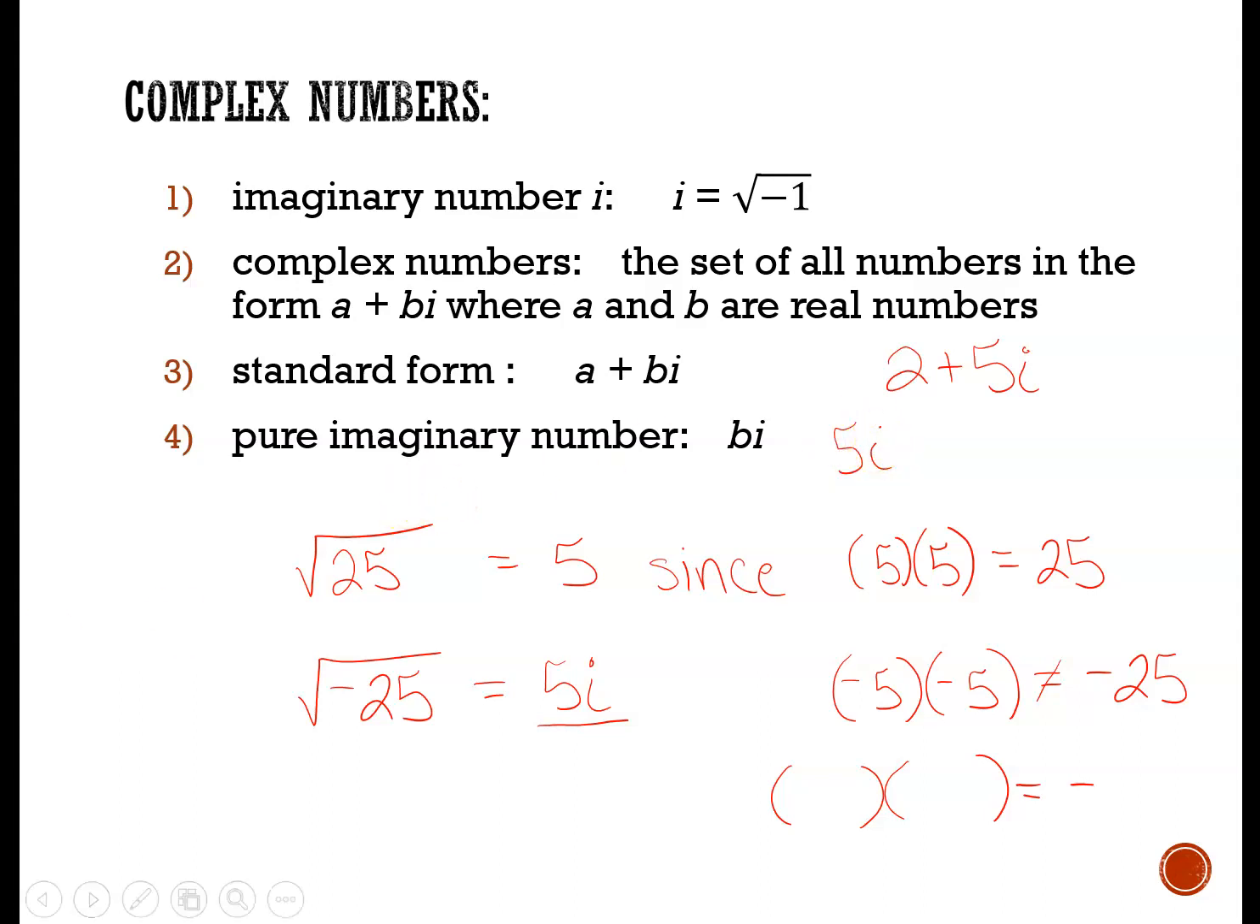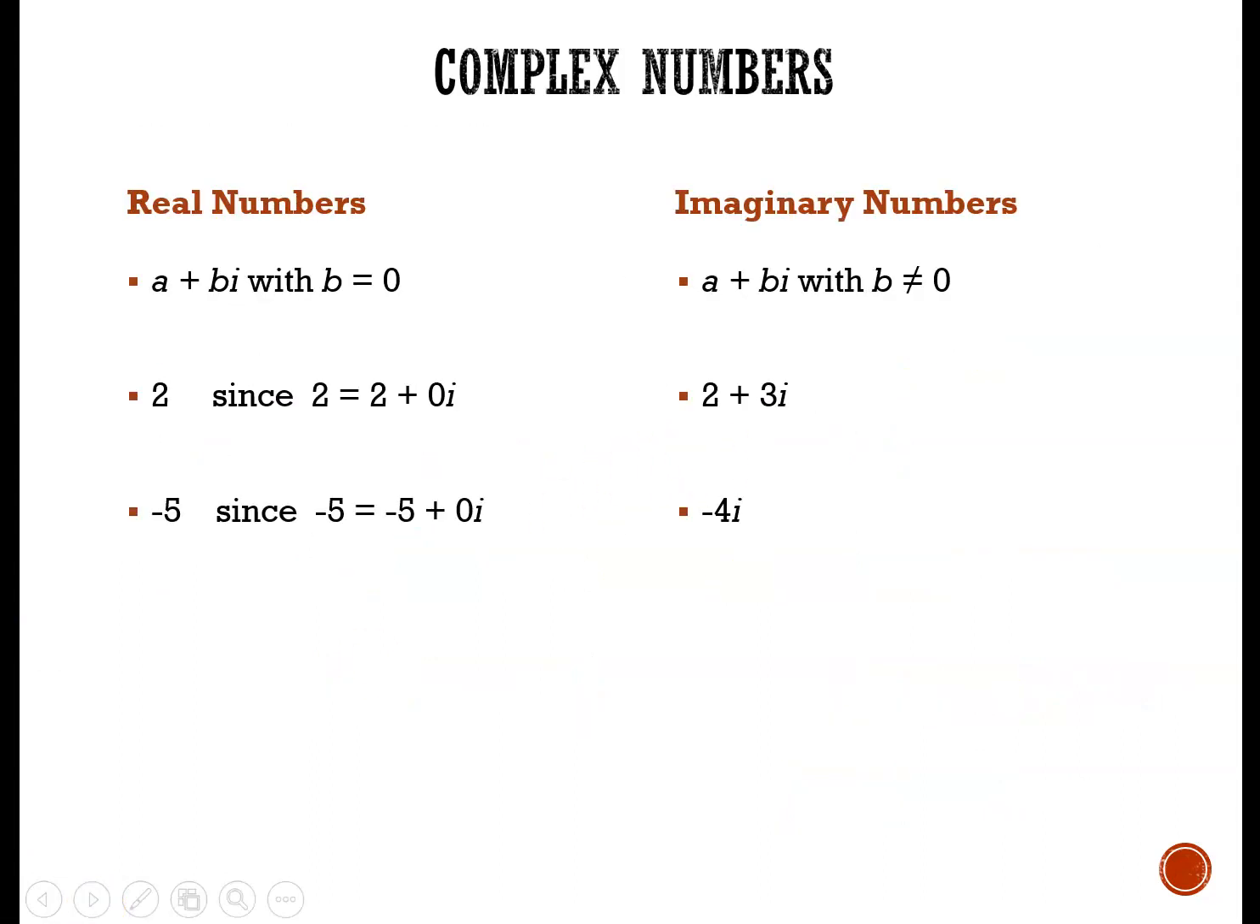So let's look at this table. The set of complex numbers is a very big set of numbers. It includes all the real numbers as well as imaginary numbers. So let's just look at these categories. Real numbers, we know what real numbers are. 2 is a real number. -5 is a real number. Most of the numbers we work with are considered real numbers.